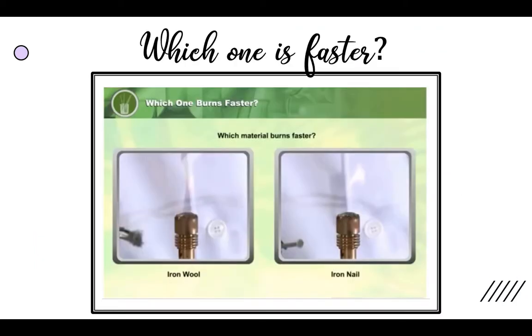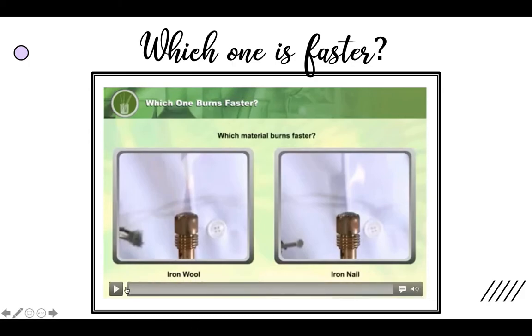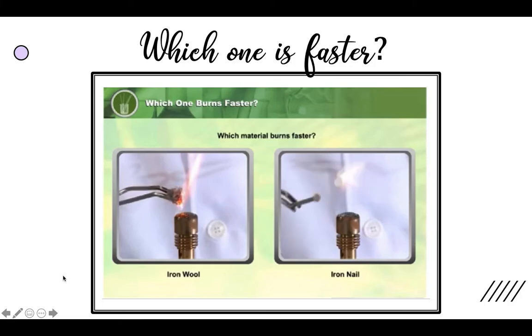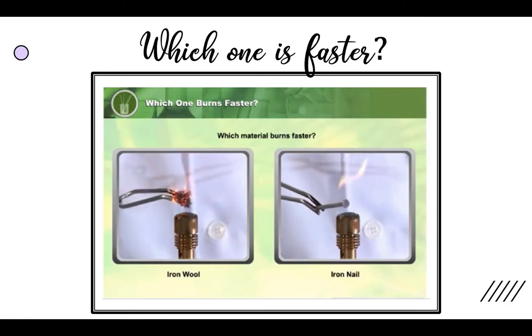Okay, next kita nak tengok between iron wool and iron nail, which material will burn faster? Okay, let's look at this video first. Which material burns faster, the iron wool or the iron nail? Why does the iron wool burn faster than the iron nail?